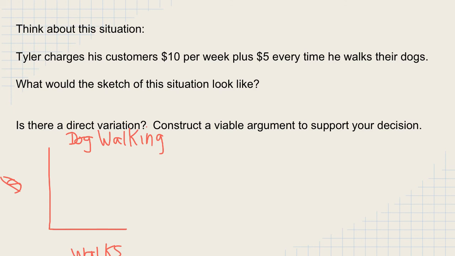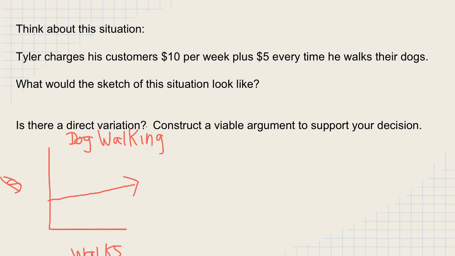So I've set up my sketch. I've got dog walking as my title. My money depends on how many times the dogs are walked. So walks is my independent, money is my dependent. So Tyler's going to charge his customers $10. So that's our starting point, $10, and then $5 for every walk. I think that my graph is going to look something like that. I might have my proportions off by a bit.